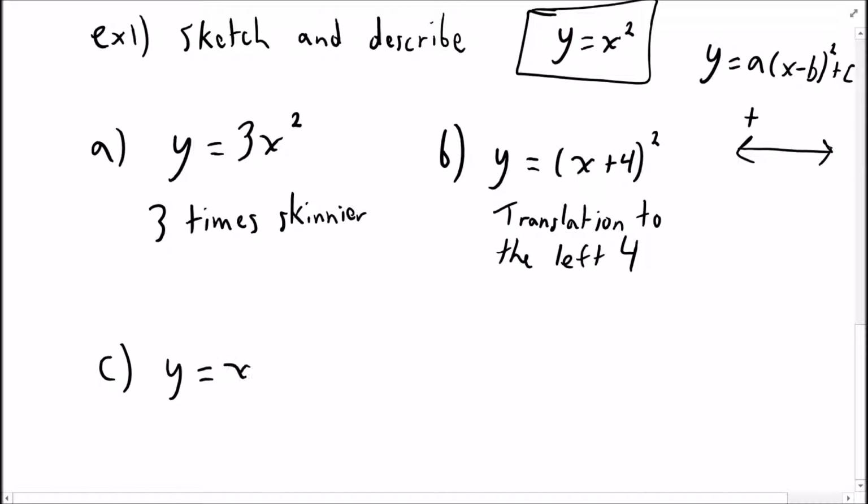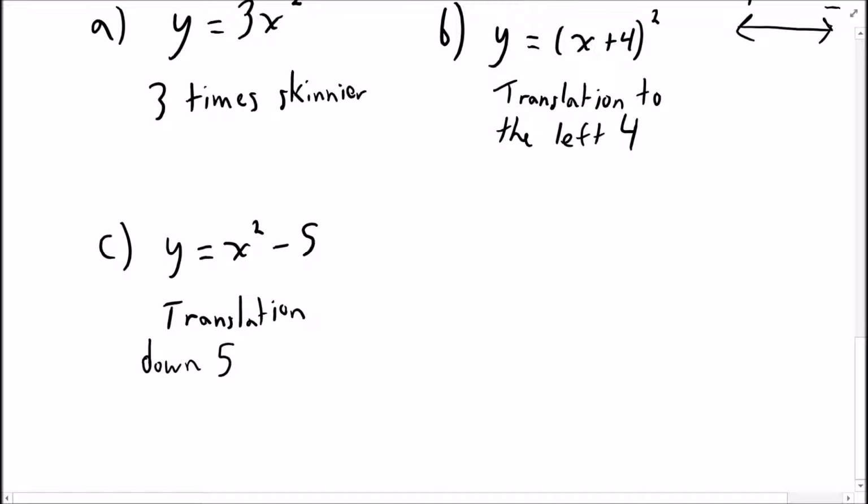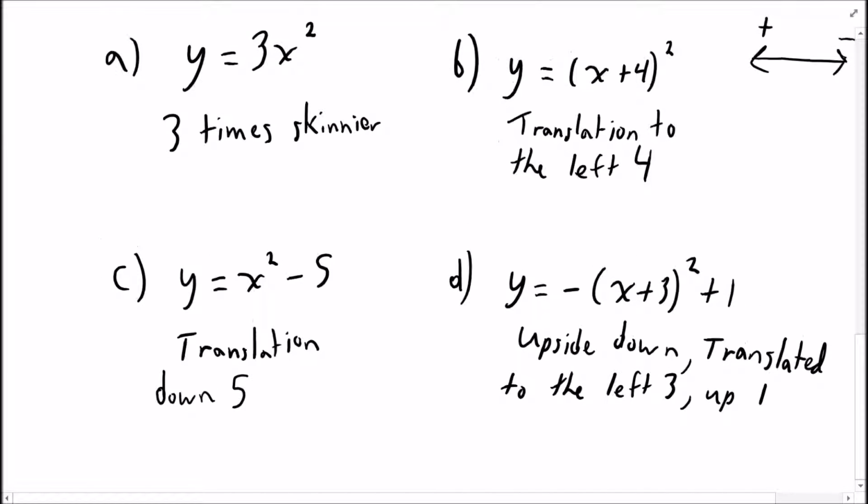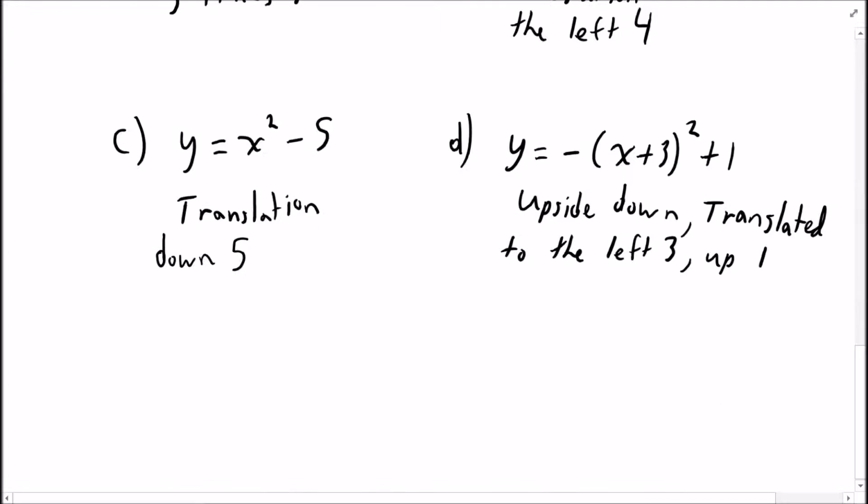For our next example, we'll do y equals x squared minus 5. Now remember C moves it up or down, so that's a translation down 5. And for another one, let's do y equals negative bracket x plus 3 squared plus 1. So remember, the negative means it's upside down. The plus 3 is a translation to the left 3, and the plus 1 at the end is up 1.